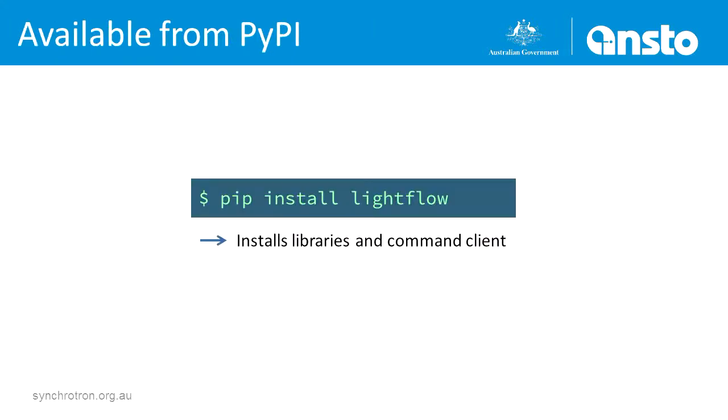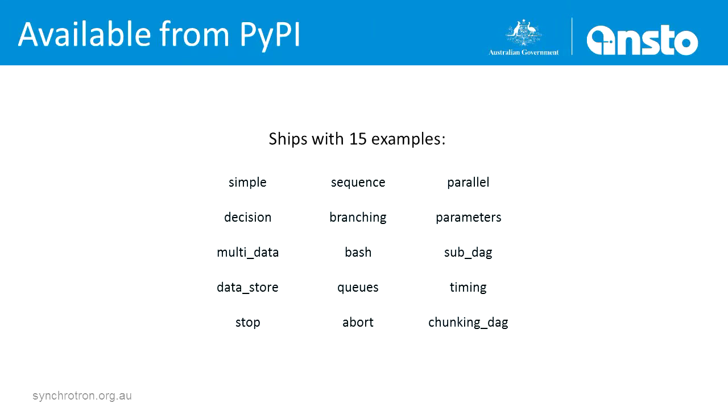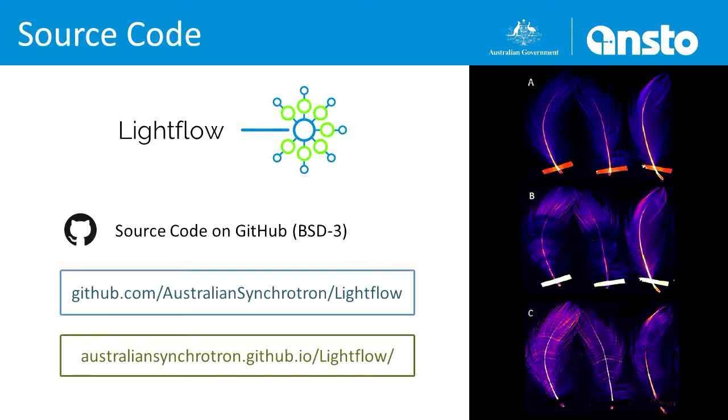It's available from PyPI, so pip install Lightflow, and you're good to go. It gives you a library and a command line client. It ships with 15 examples, which pretty much cover all the features that we have put in. And that's it. The source code is on GitHub under our Australian Synchrotron GitHub account. So it's all one word, Australian Synchrotron. And then there's a GitHub page also on the Australian Synchrotron, and so on. Thank you.